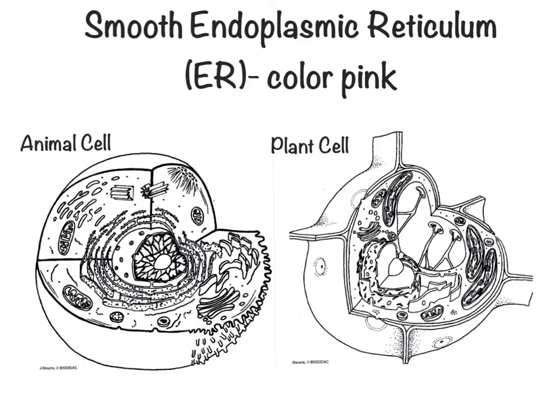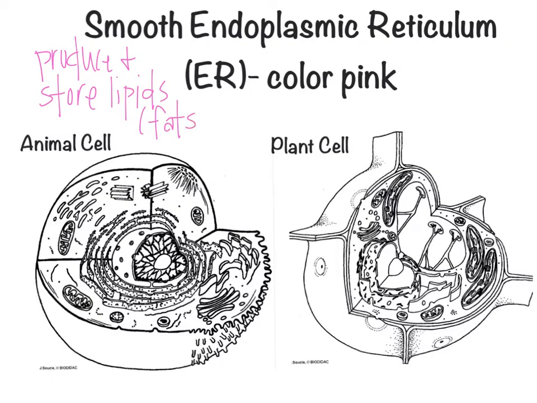Now, sometimes this one gets confused a little bit with the Golgi, which I believe is coming up in a little bit, so don't let that confuse you. We're going to color this pink, so get your pink ready. It's got a couple of functions. It is going to produce and store lipids. If you remember from last week, our lipids are our fats. So it's going to produce and store lipids.